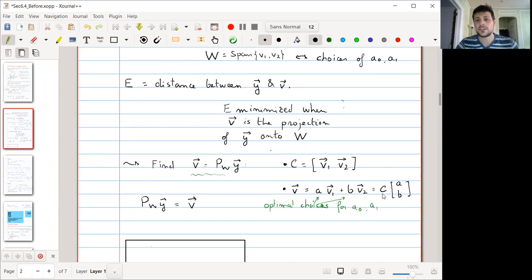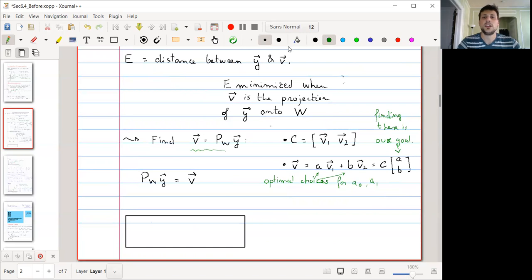So v is C times the optimal choices that we're looking for. Remember that figuring these out is our goal. Those are the best fitting parameters. Okay, so how can we proceed? Well, let's take a look at this.